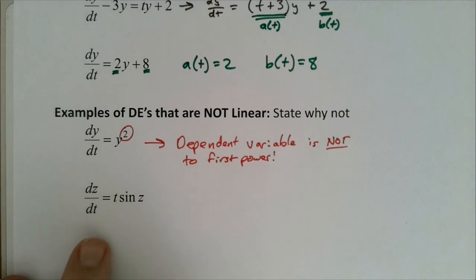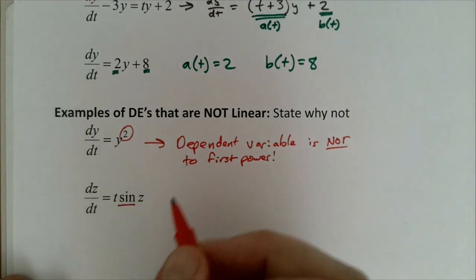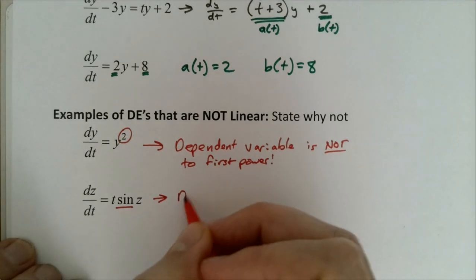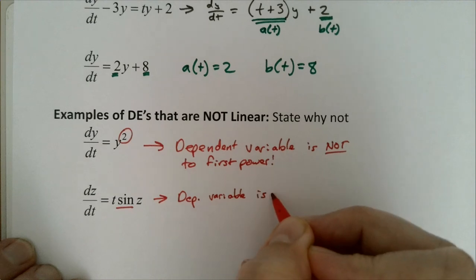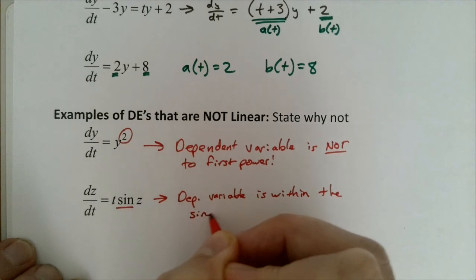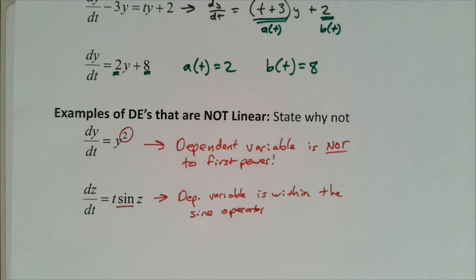How about in this case? Now we're not talking about dy dt, it's dz dt. So you've got some function of t times sine of z, but there's the problem. It's not just z, it's the sine of z. And so it's not that the z, the dependent variable, is raised to a strange power. It's that the dependent variable is within the sine operator. And that's what makes this not linear, right?